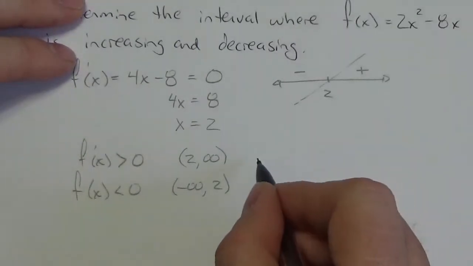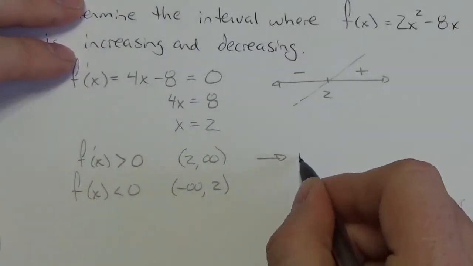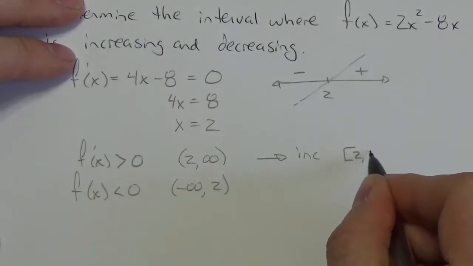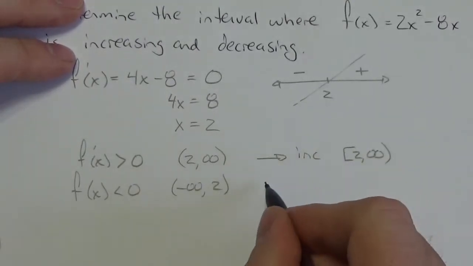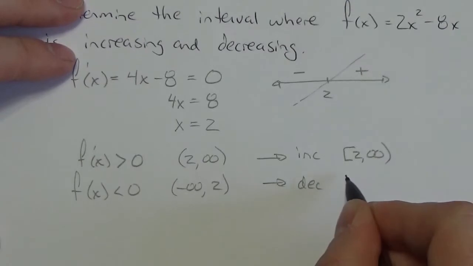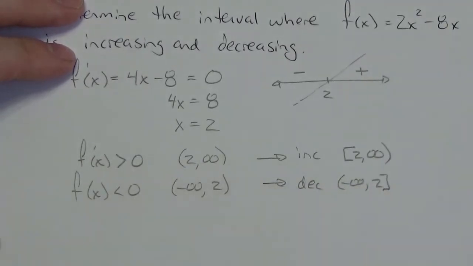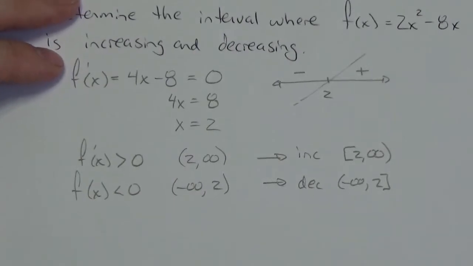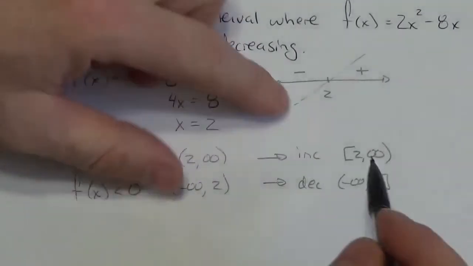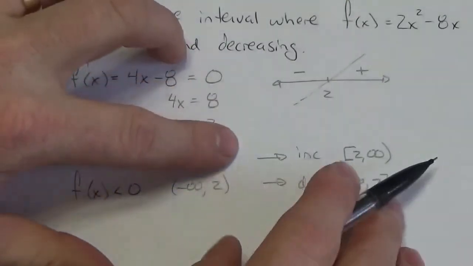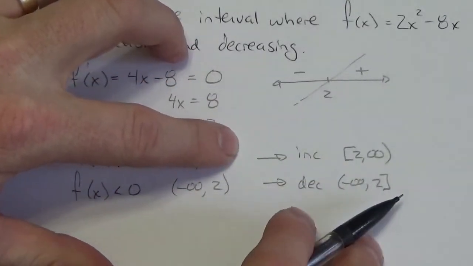What this implies is that this function is increasing on the interval 2 inclusive out to infinity, and it's decreasing on the interval negative infinity up to and including 2. Now, doesn't that seem kind of weird? Like, how come that 2 is part of both an increasing interval and a decreasing interval?